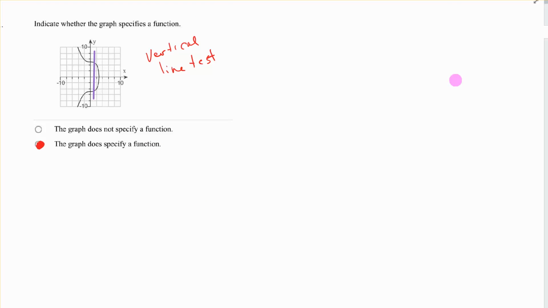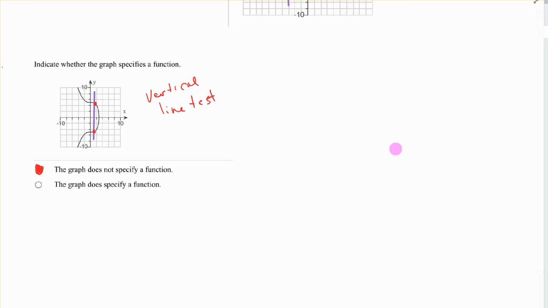Number 11, indicate whether the graph specifies a function or not. So on this one, because we've got a picture of it, we're going to draw this vertical line and see how many places it hits. And it does hit it twice, so it fails the vertical line test, and this does not specify a function.